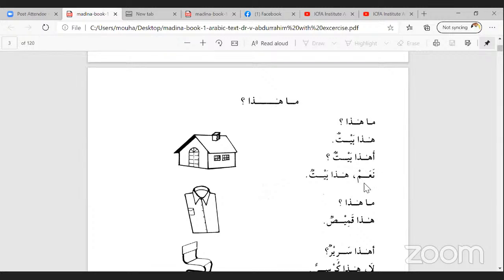In Arabic, we say na'am to say yes. Hadha baytun. This is a house. You ask your friend, ahadha baytun? Is this a house? And he says, na'am, yes, hadha baytun. This is a house. Ma hadha, what is this? Hadha qamisun. This is a shirt.